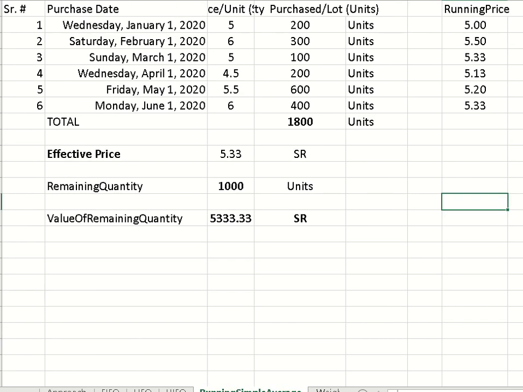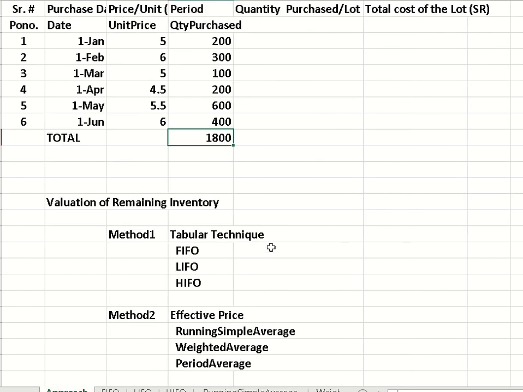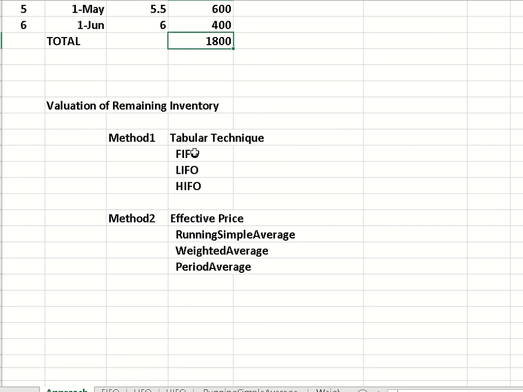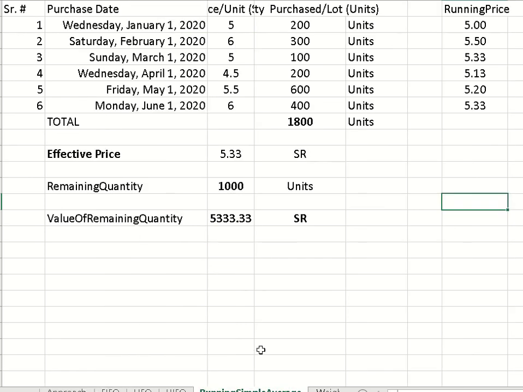We call it the running simple average, and pay attention that we are trying to come out now with an effective price. For this approach, we are done with FIFO, LIFO, HIFO. Now we are talking about these three approaches, and the end effort is to come out with an effective price and just multiply it with the remaining quantity as a single number. So now we go to the running simple average.